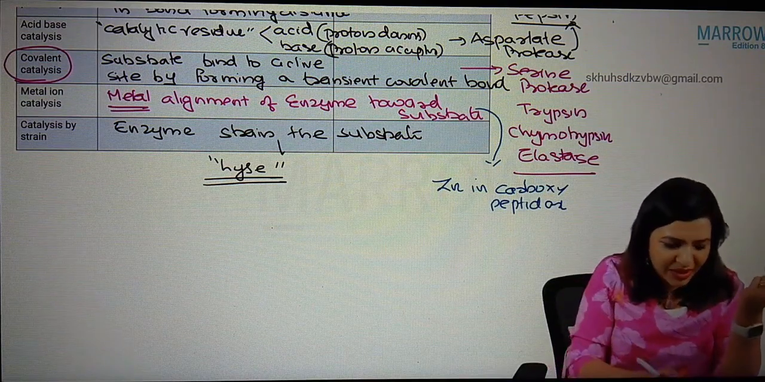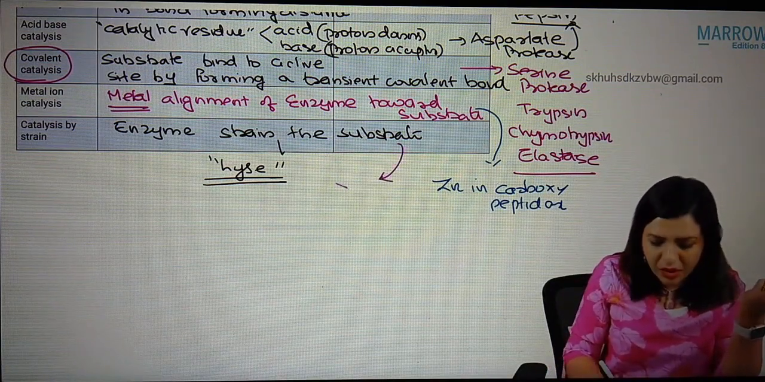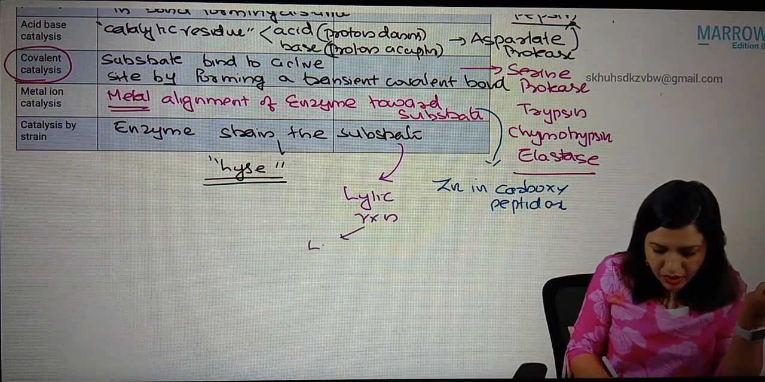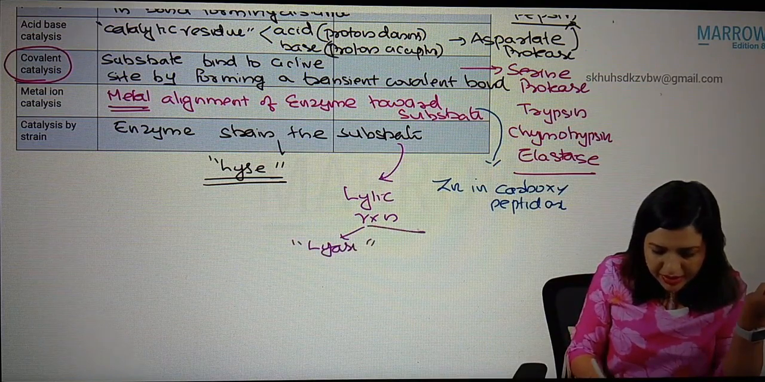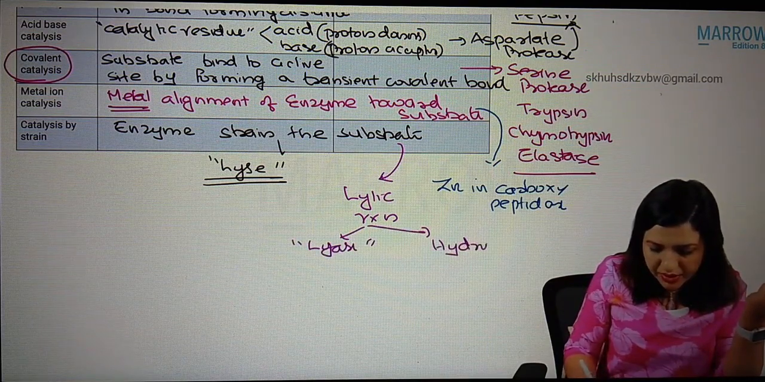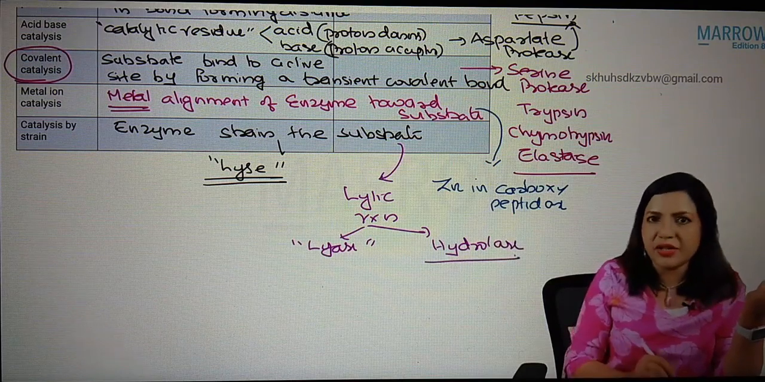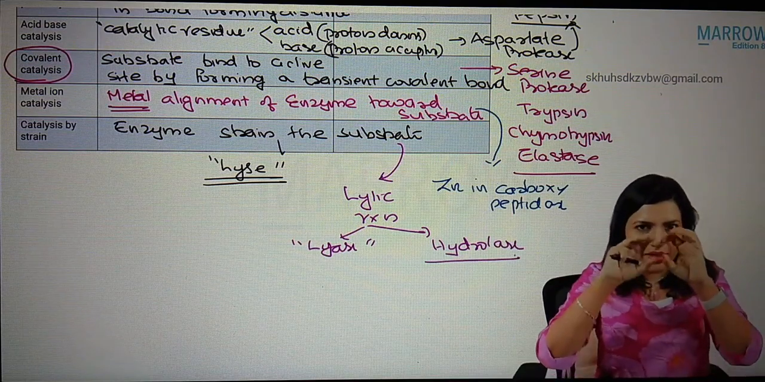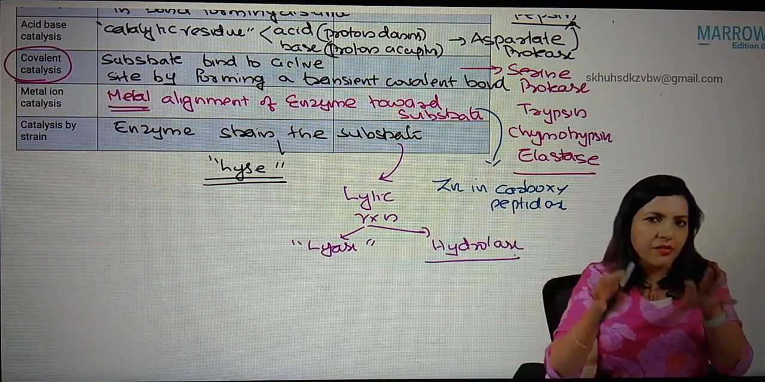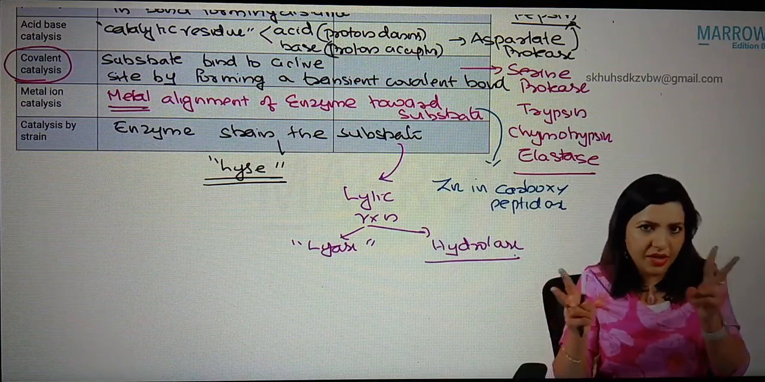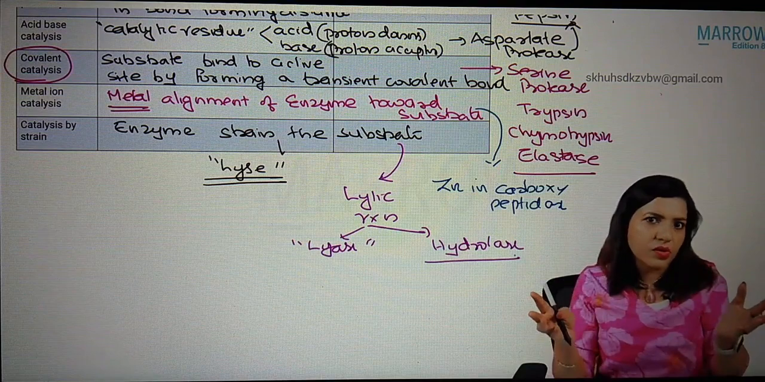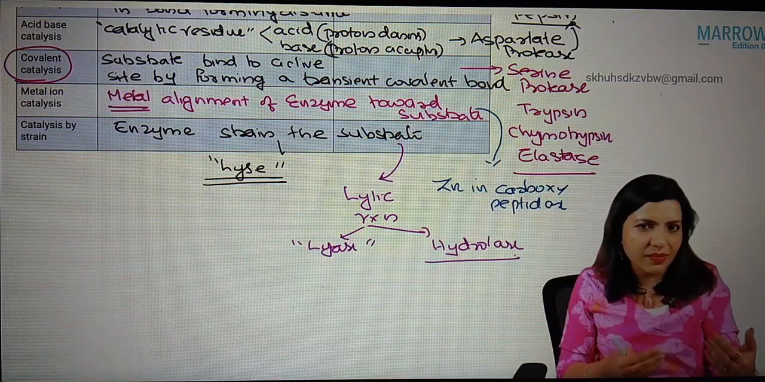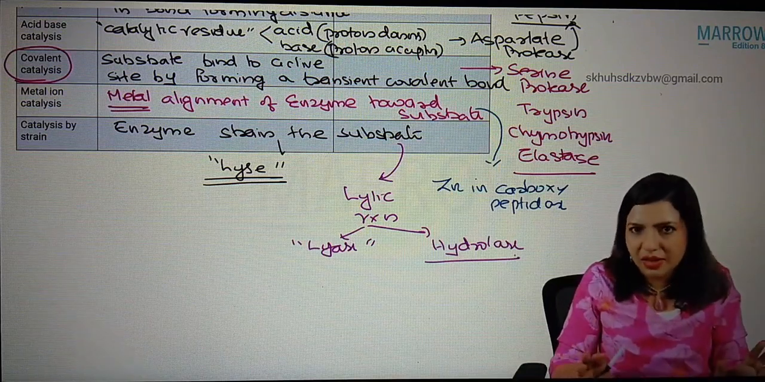So what will be the example for it? The examples should be all the lytic reactions. For lytic reactions, there are two enzyme classes, lyases and hydrolases. In these two, bond breaking happens, and the substrate is converted into two products. That is the reaction mechanism in lytic reactions, which is called catalysis by strain. Fine. So these are the various mechanisms.